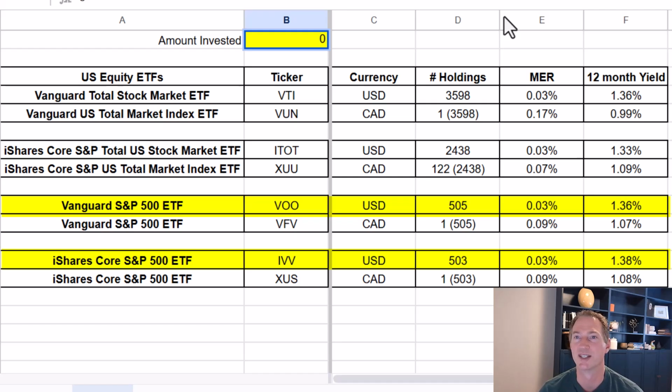It just follows the index S&P 500. And you can see that they have their Canadian versions as well, VFV for Vanguard and XUS for iShares. And again, very low MERs, but again, triple what they are in their US counterparts. So the reason I'm using these as their comparisons is because of their underlying holdings.